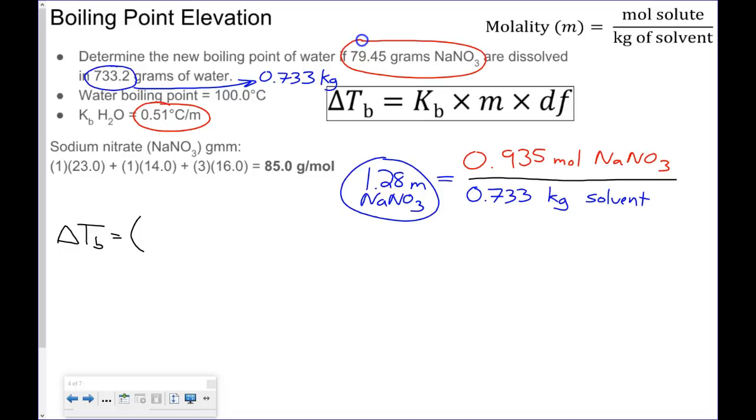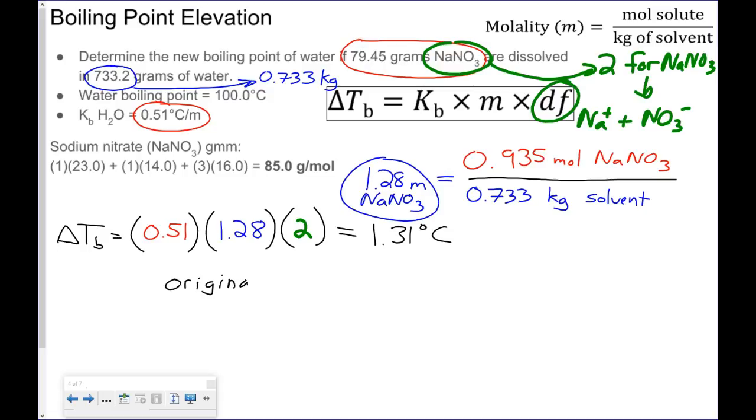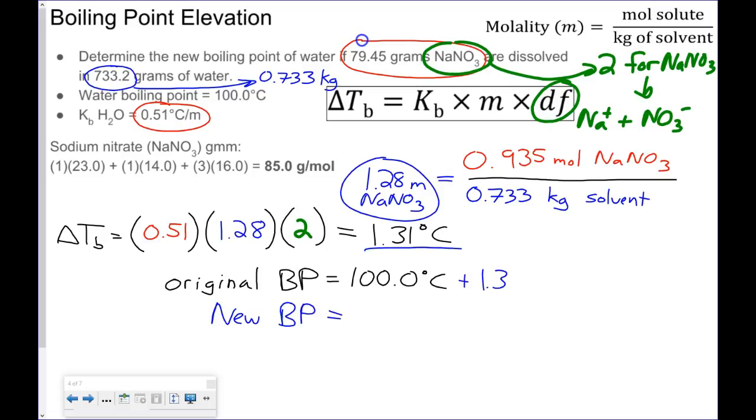My K sub B for water is going to be 0.51. Going to multiply that by the molality of 1.28, and the dissociation factor for sodium nitrate is going to be 2. That's going to break apart to be a sodium cation and the nitrate polyatomic anion there. Multiplying that by 2, that's going to work out to be 1.31 degrees Celsius. That's my change in the boiling point. The original boiling point for water is 100. I'm going to now add 1.31 to that for a new boiling point of 101.31 degrees Celsius.